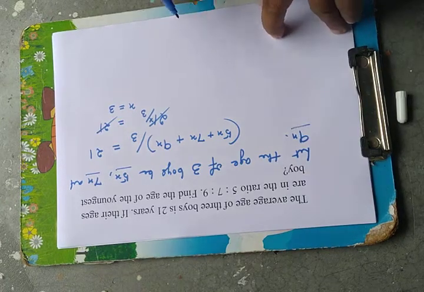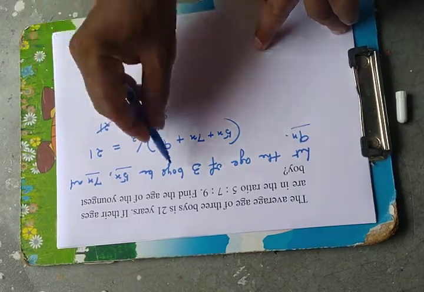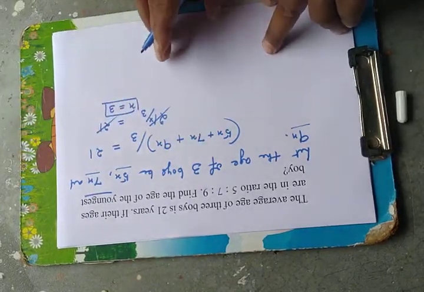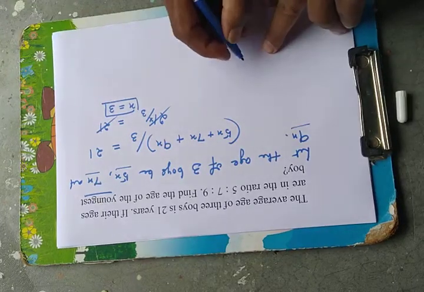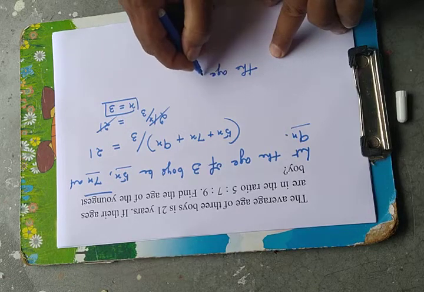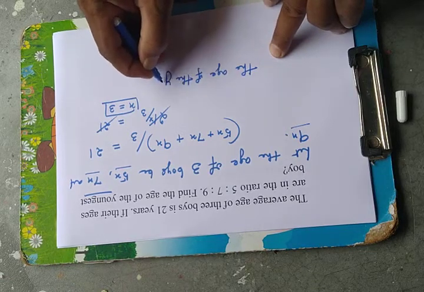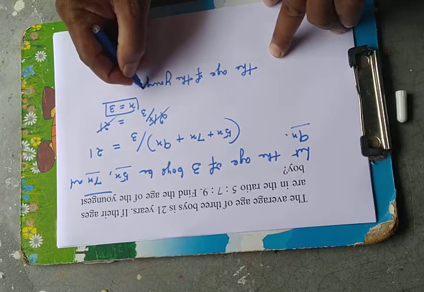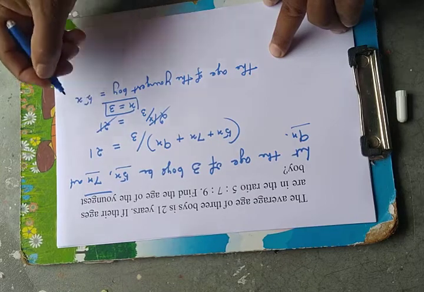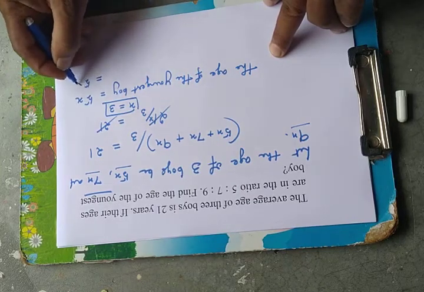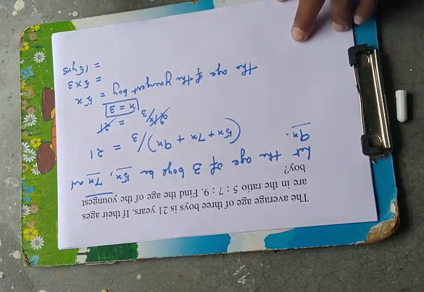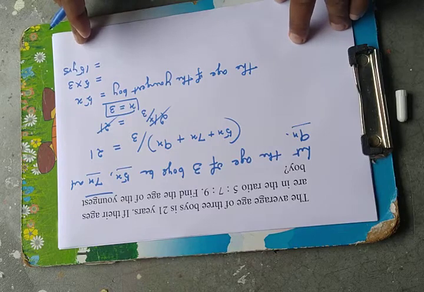Our aim is to find the age of the youngest boy, which is the least value among the 3. The x value we got is 3. Therefore the age of the youngest boy equals 5x. We got the x value as 3, so 5 into 3 comes to 15 years. The age of the youngest boy is 15 years. So you got it very clearly.